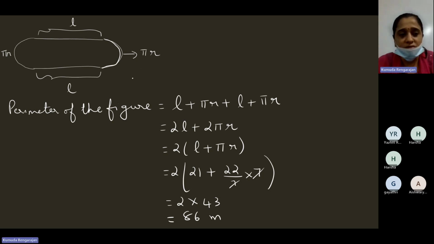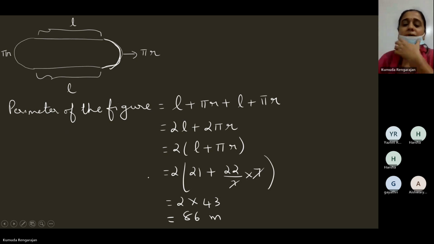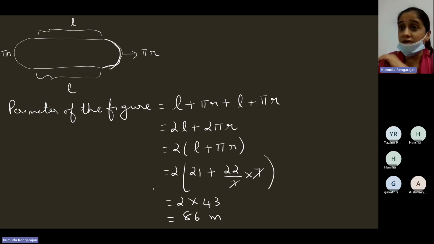The perimeter of this figure is l plus pi r plus l plus pi r. l and l is 2l, pi r and pi r is 2 pi r, 2 common, so 2 times l plus pi r. L is the length of the rectangle, not 35. L is the length of the rectangle, you can see there. It's not 35, it's 21, the length of the rectangle.